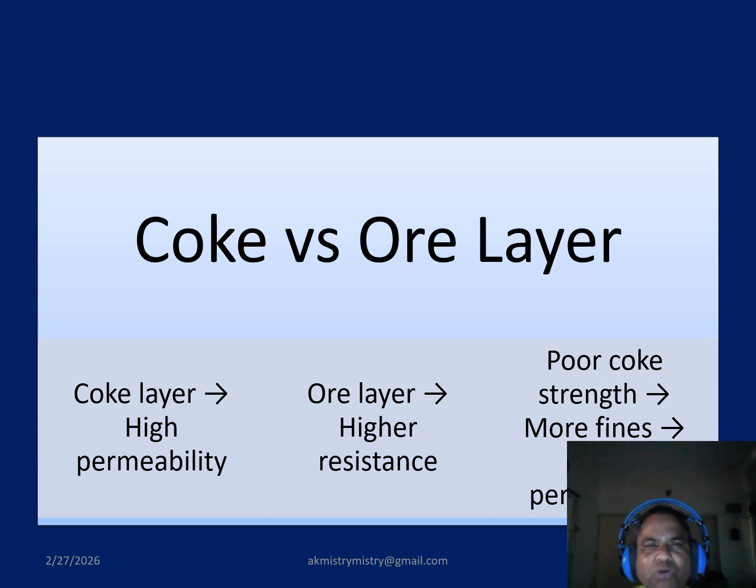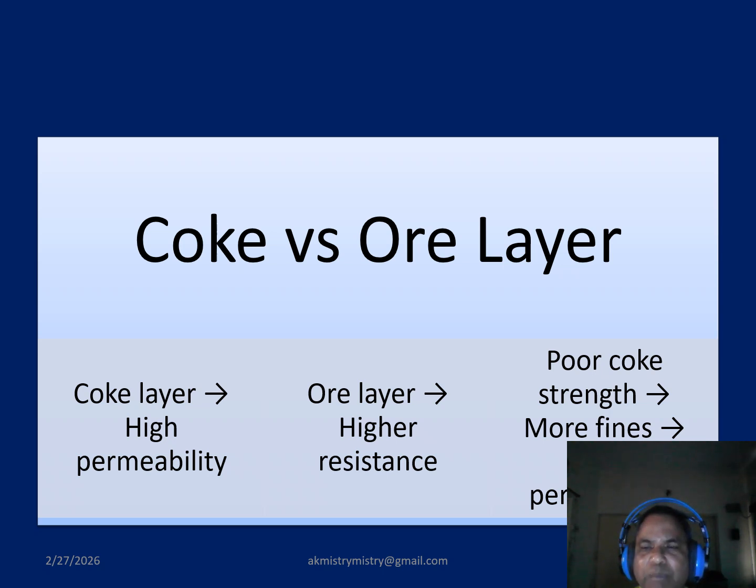Now, not all layers are equal. The coke layer provides high permeability, acting as the furnace lung. The ore layer typically offers high resistance. If your coke has poor strength and breaks down into fines, your permeability will vanish.